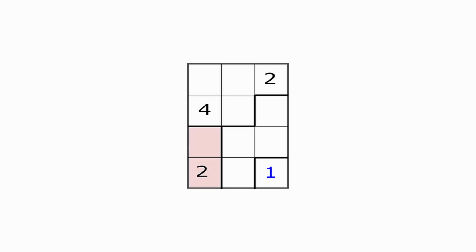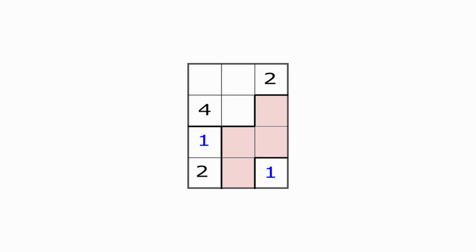Next, at the bottom left we have an area of 2 squares. It must contain the numbers 1 and 2. One square already has a number 2, so the only possibility left for the other square is 1. The remaining 2 areas have 4 and 5 squares respectively.